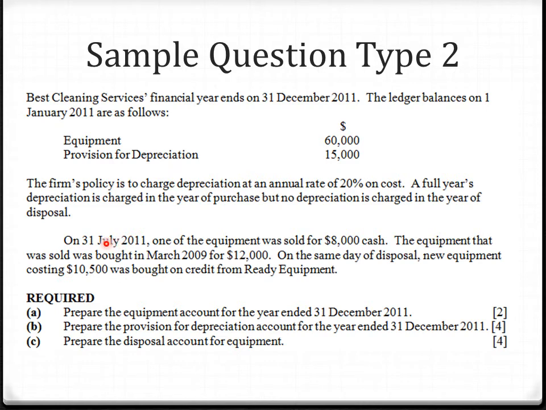Next, on 31st July 2011, this is the day that you are disposing. One of the equipment was sold for $8,000 cash. Remember, this is your sales proceeds, not the original cost of the fixed asset that you are selling. Earlier on, I already mentioned that this is your balance brought down, 60K. This is the one that you are selling, so you will minus 12K from the equipment. Then on the same day of disposal, you also bought some more, so you add on to the equipment 10,500.